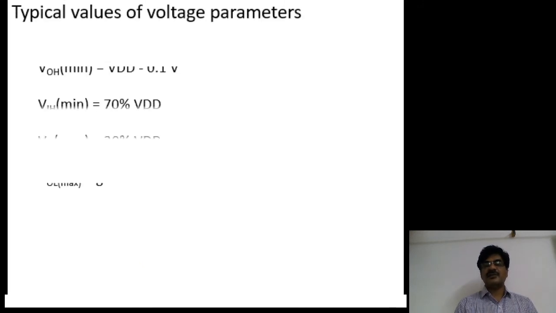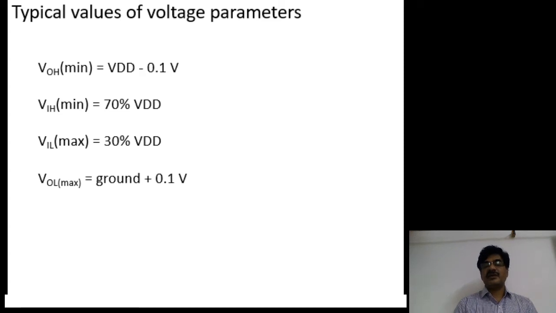Let us see the typical values for these voltage parameters. The typical value for VOH is VDD minus 0.1 volt, and VIH is estimated as 70% of VDD. VIL is 30% of VDD, and VOL is ground potential plus 0.1 volt. So based on the VDD value, you can estimate all these voltage values.